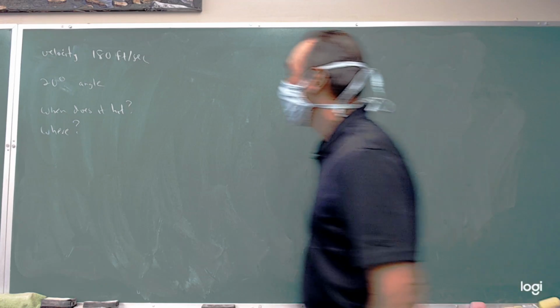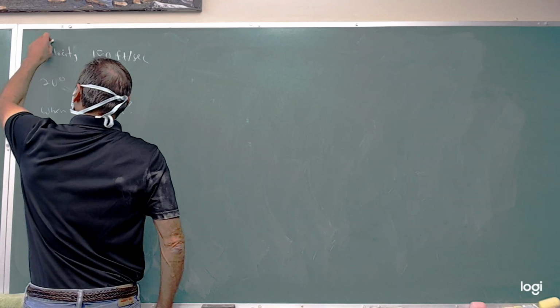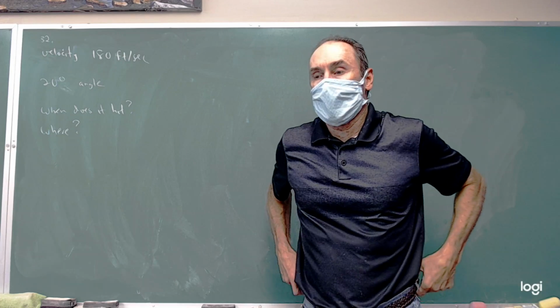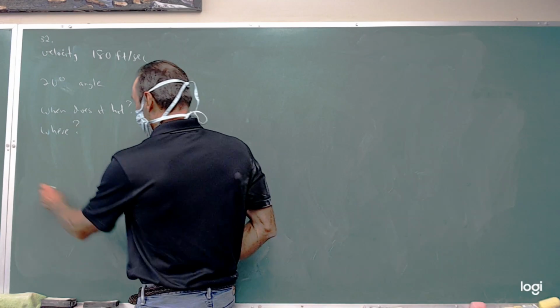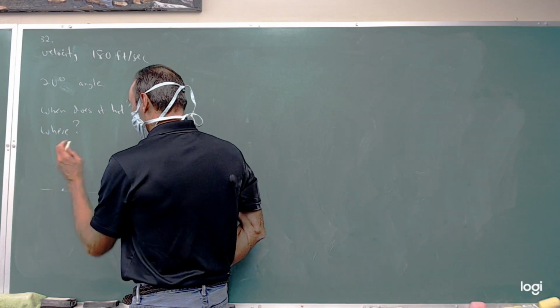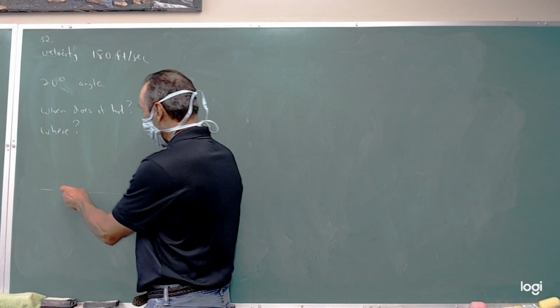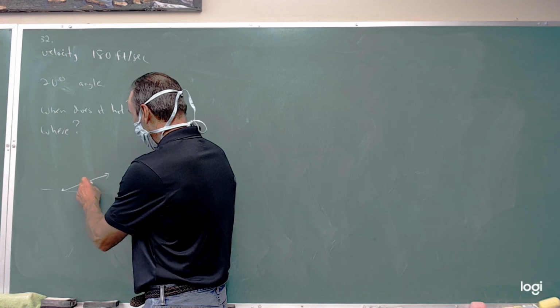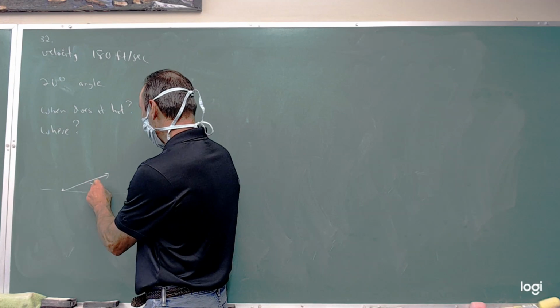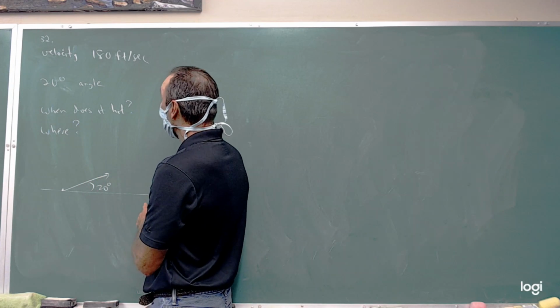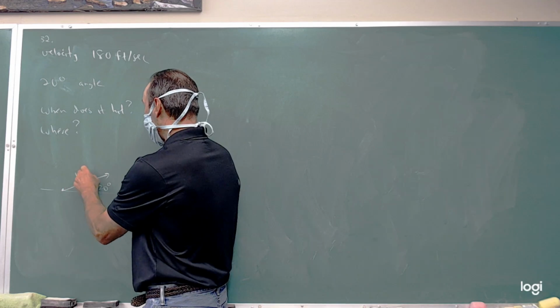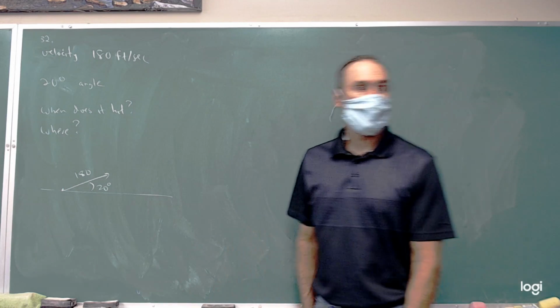Okay, so here we go. We're looking at number 32 from the review. So we're going to hit this thing. Here's our ground. Here's where we're teeing off right there. And we're going to strike this ball so that it leaves here at a 20-degree angle, and its initial velocity is 180 feet per second.